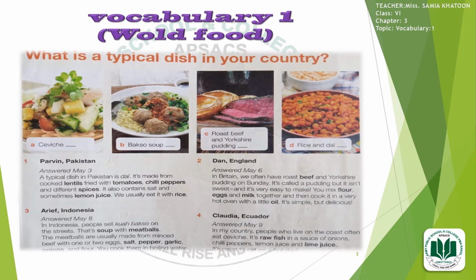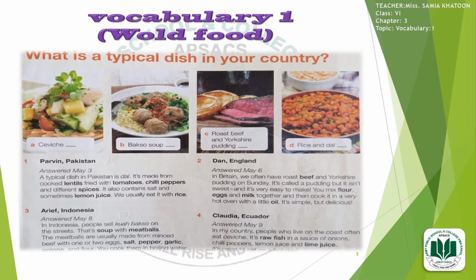Okay students, now come to the paragraph number 3. It is written by Arif from Indonesia. Okay, in Indonesia, people sell kuah bakso on the streets. That's soup with meatballs. The meatballs are usually made from minced beef with 1 or 2 eggs, salt, pepper, garlic, onion and flour. You cook them in boiling water.